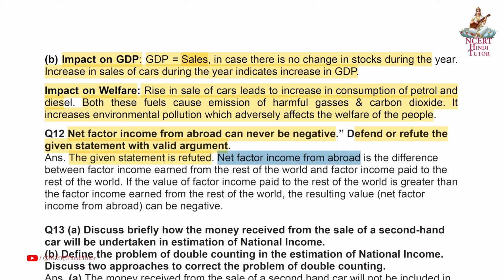Net factor income from abroad is the difference between factor income earned from the rest of the world and factor income paid to the rest of the world. If the value of factor income paid to the rest of the world is greater than the factor income earned from the rest of the world, the resulting value, that is, net factor income from abroad, can be negative.